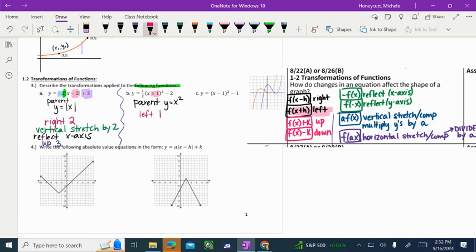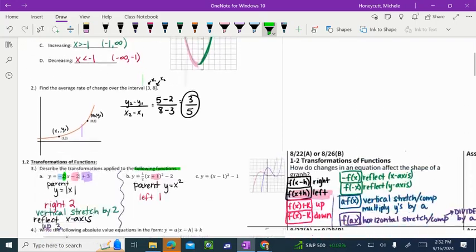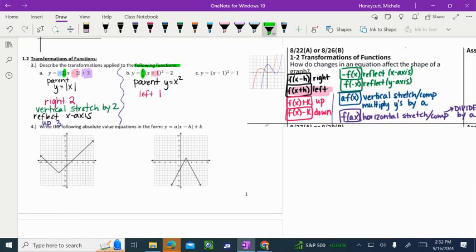So that tells me first the parent function would be shifted to the left 1 unit. The next thing that would happen is this 1/2, which would be a vertical compression by 1/2. And then this minus 2 on the outside is down. So we're going to shift down 2.